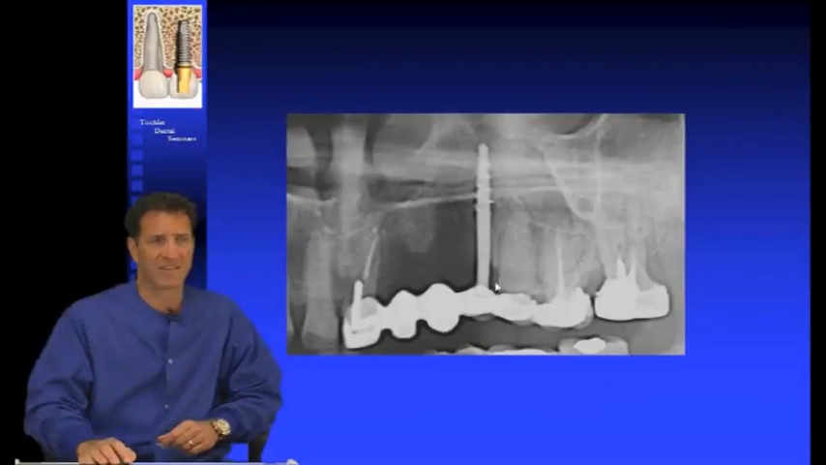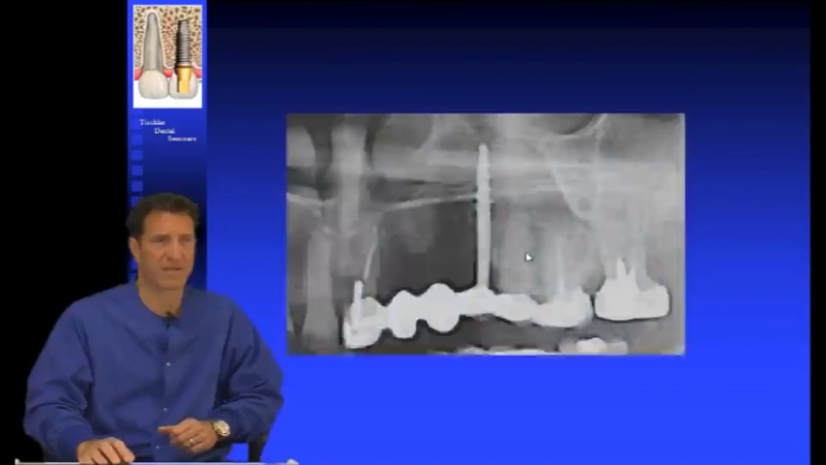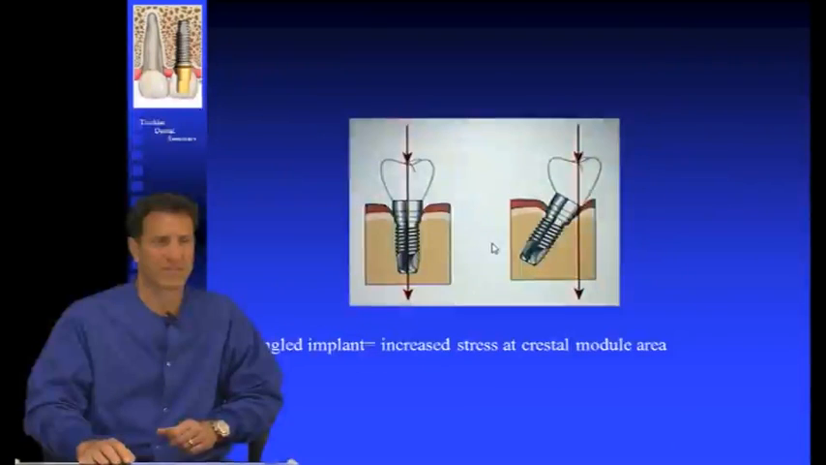Here's an implant I found on the internet. Basically, it's just a very thin implant, very much under-engineered. And same thing here. It just doesn't make sense. And you can see bone loss already on this implant. And here too. So when you have an implant on an angle, it increases stress at this crestal module area.